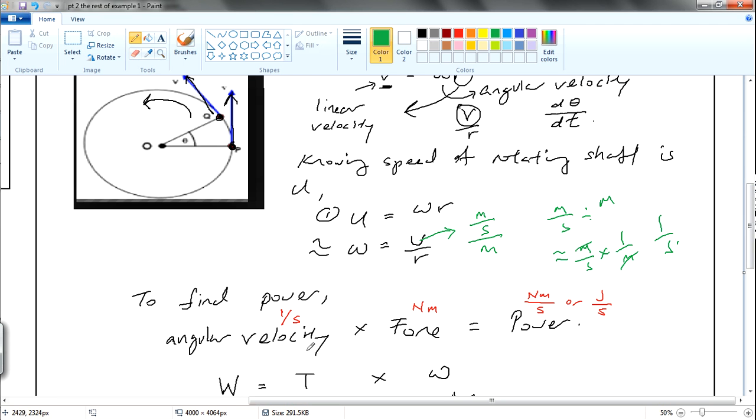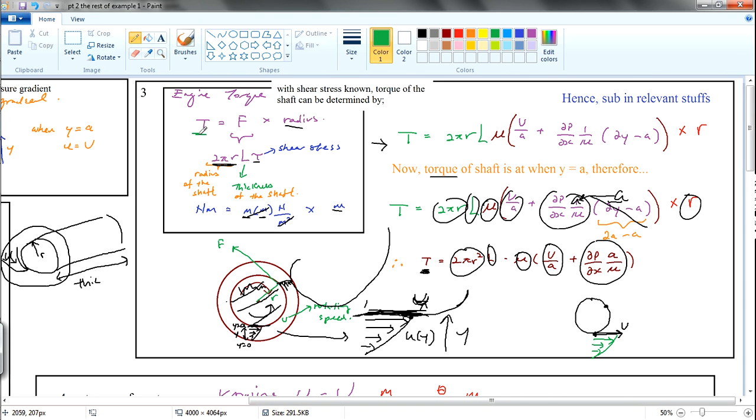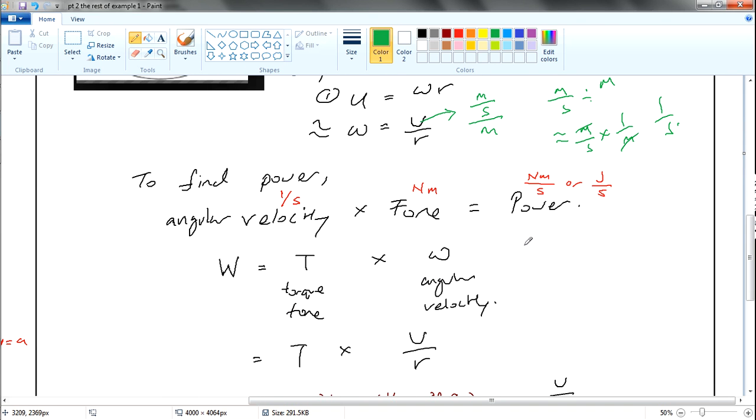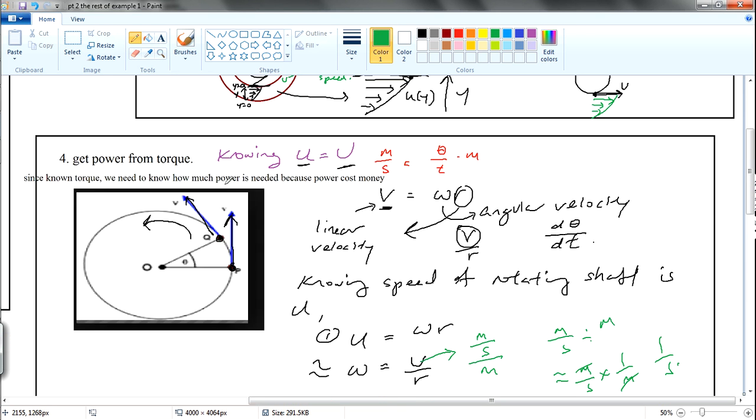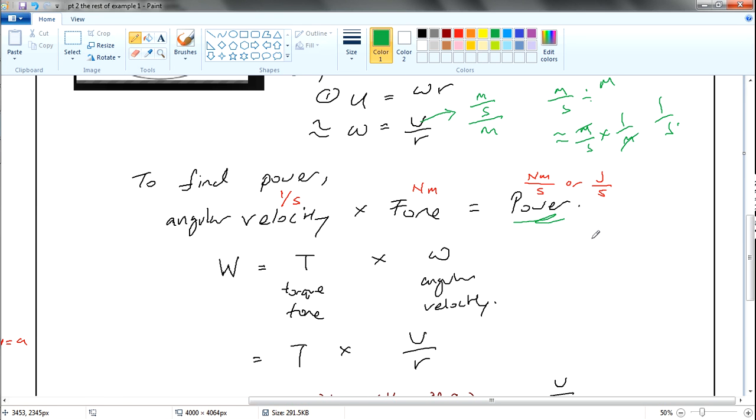So this is angular velocity times the force, which is the torque we found earlier, Newton meter. And therefore we have the power, Newton meter per second. Newton meter or joules, energy per second. The energy per second, the energy dissipated throughout the fluid trying to move the fluid, is this equation over here.